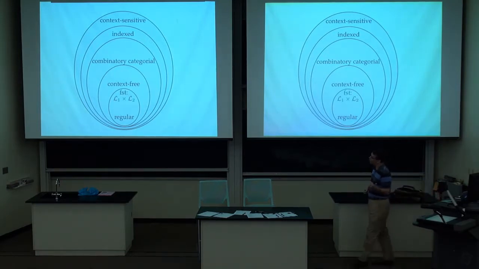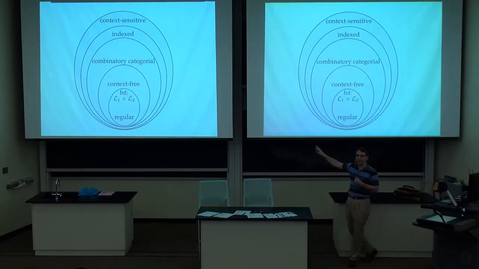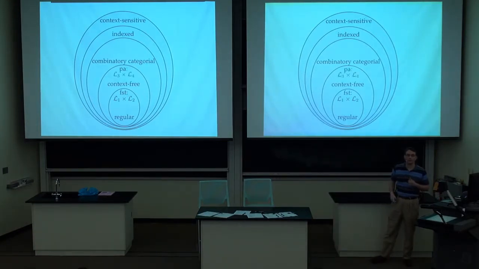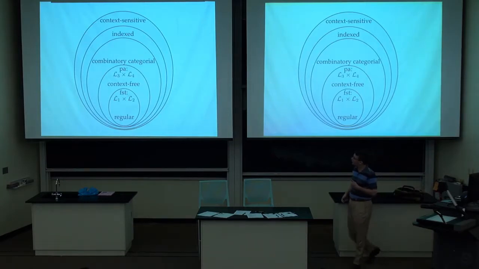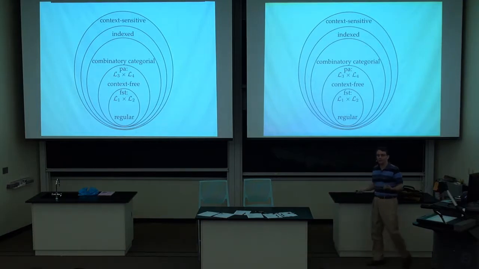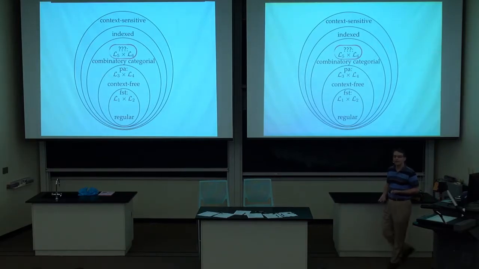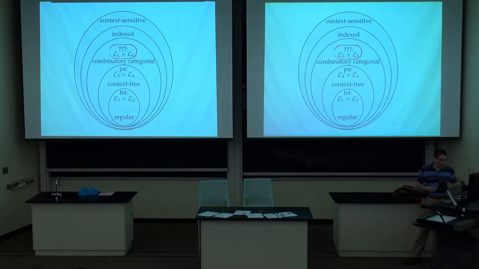So here's what we know. If I want to define a relation on two regular languages, I can do that using an FST. If I want to define a relation on two context-free languages, I can do that using a pushdown transducer. If I want to define a relation on two combinatory categorial languages, well, we don't actually know how to do that. When I started trying to figure this out, I did a lot of searching through the literature, looking through various reductions and other problems, and it's just not really clear how you would do this.